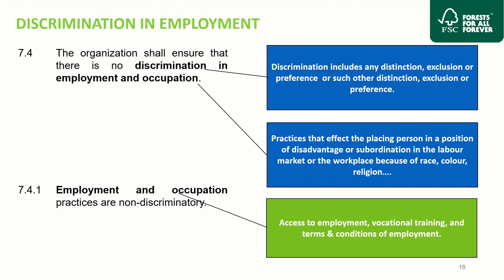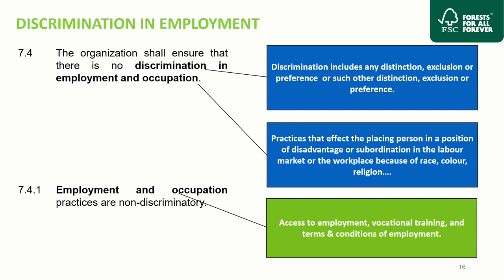Discrimination in employment and occupation refers to practices that have the effect of placing certain individuals in a position of subordination or disadvantage in the labor market or the workplace because of their race, color, religion, sex, political orientation, or any other attribute which bears no relation to the job to be performed. But what do we mean by the term employment and occupation? This refers to a person's access to employment, vocational training, and the terms and conditions of employment.